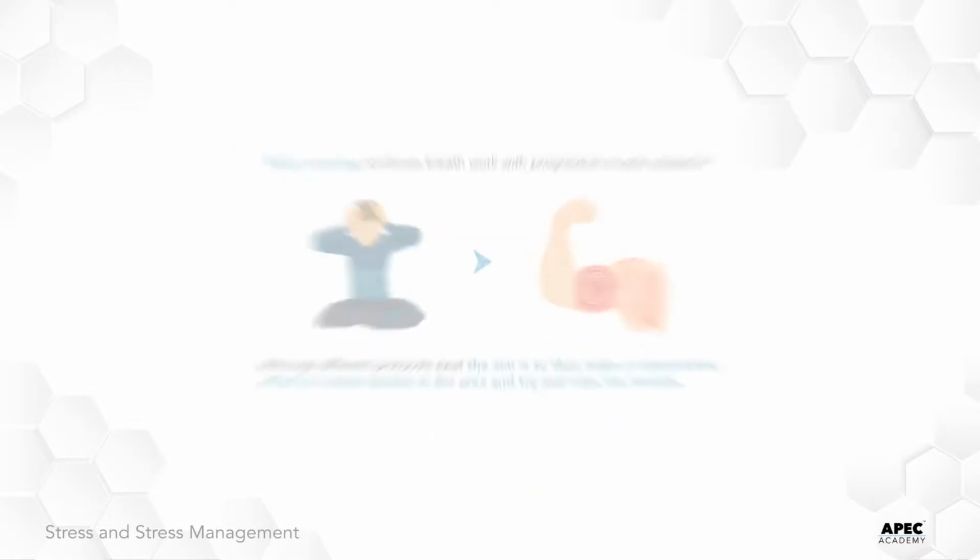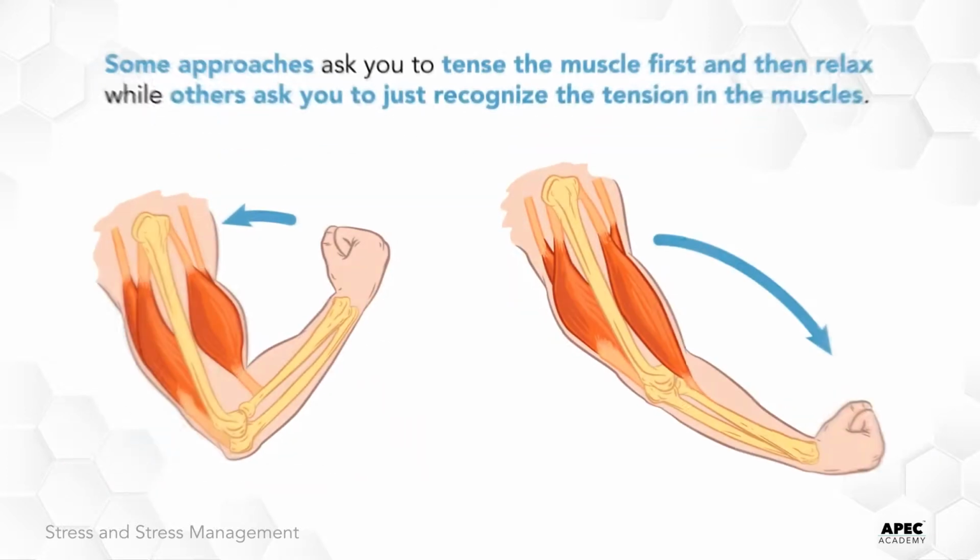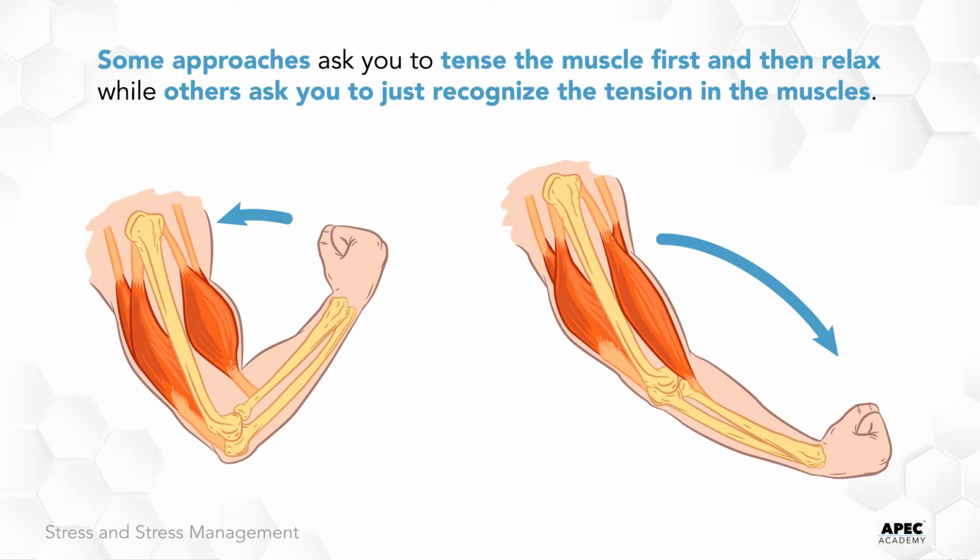Body scanning combines breath work with progressive muscle relaxation. Stress can also induce muscular tension, which can over time lead to muscular imbalances, injury, and chronic pain. After a brief period of breath work, you bring your attention to one part of the body. Although different protocols exist, the aim is to then make a concentrated effort to reduce tension in the area and try and relax the muscles. Some approaches ask you to tense the muscle first and then relax, while others ask you to just recognize the tension in the muscles. This is usually followed by a progressive movement up or down the body.